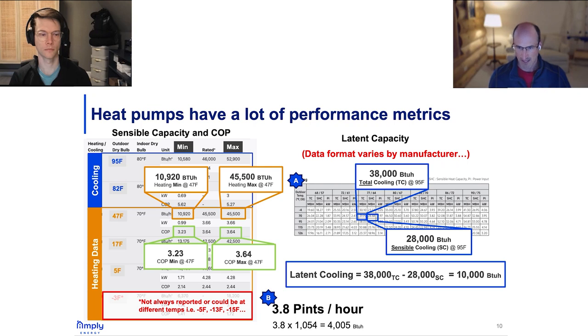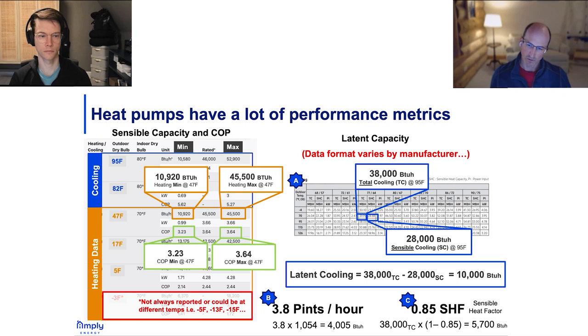of latent capacity. And there can even be a third type of kind of format that you'll see the data where it'll look like the first table that I described, but instead of having the total cooling capacity and the sensible cooling, the manufacturer will report the total cooling capacity and the sensible heat factor. So you just pull those values from the table, and then again, you do some math, and you can calculate what the latent capacity is. So a bit more work, but it's doable.